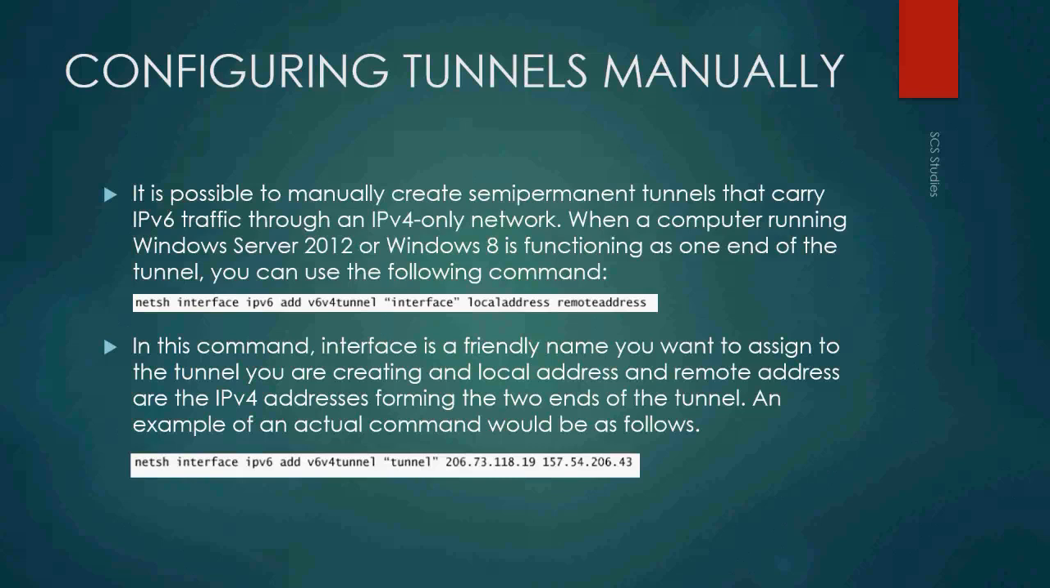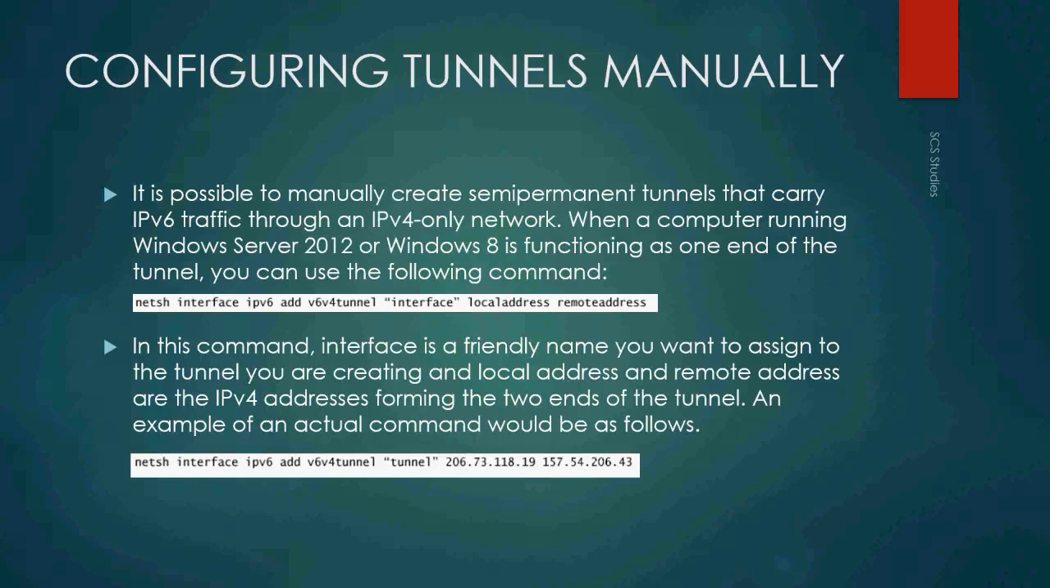Configuring tunnel manually. If you want to configure the tunnel, how can you do that? It is possible to manually create semi-permanent tunnels that carry the IPv6 traffic through an IPv4 network only. When a computer running Windows Server 2012 or Windows 8 is functioning as one end of the tunnel, you can use the following command: netsh interface ipv6 add v6v4tunnel, followed by the interface, local address and remote address. This is the syntax by which you can do that.